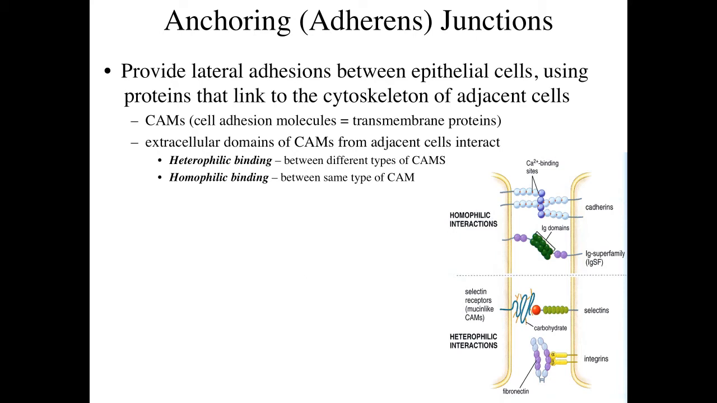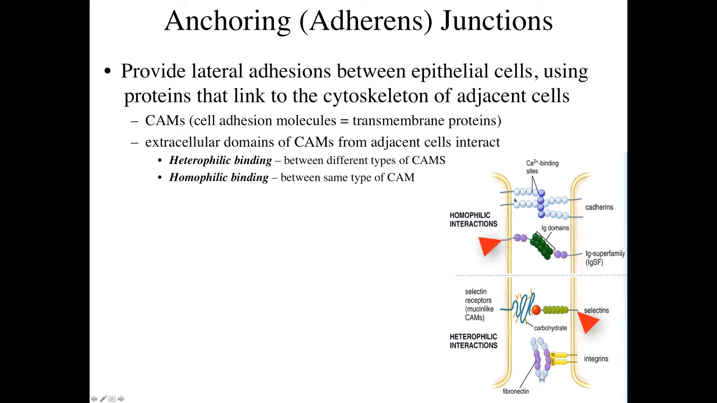Integral proteins in one membrane link to cytoskeletal proteins, and the integral proteins in one membrane link to the integral proteins in another membrane, so you're essentially binding cytoskeleton to cytoskeleton from one cell to another. By virtue of these integral membrane proteins, these adhering or anchoring junctions contribute to the structural integrity of epithelium. There are various cell adhesion molecules, which are transmembrane proteins found on the extracellular domains of the membranes.